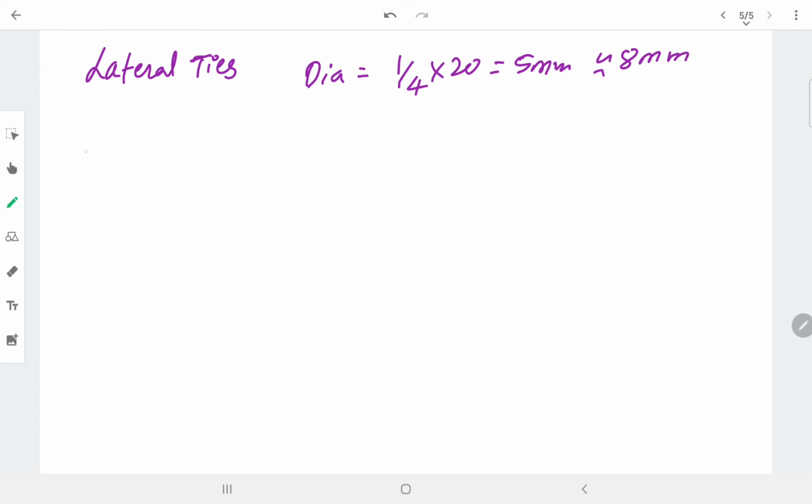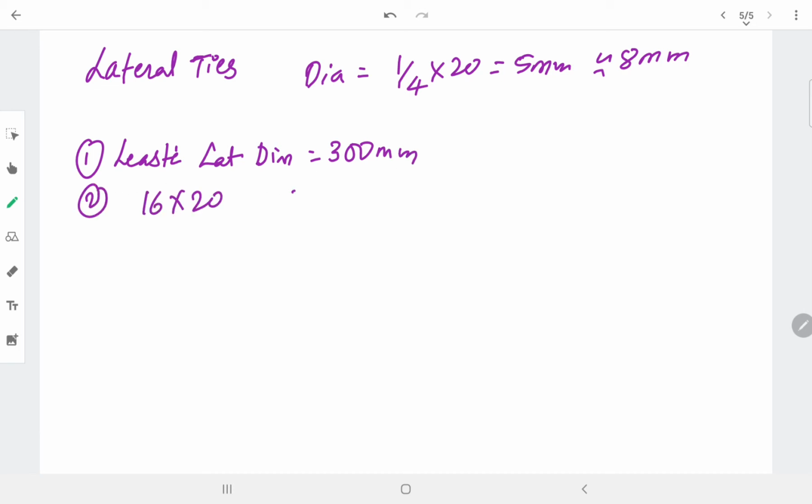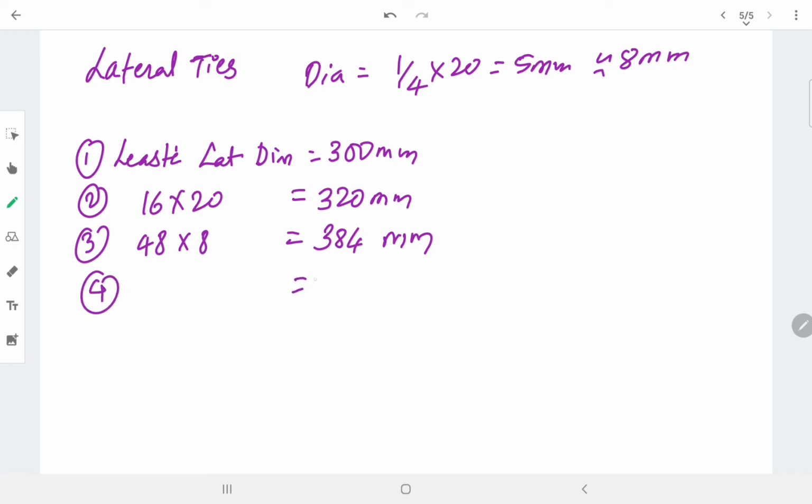If it is lateral tie, first one, least lateral dimension, that is equal to 300 mm. Second one, 16 times the dia of main bar, this is equal to 320 mm. Third one, 48 times the dia of lateral tie, this is equal to 384 mm. And the fourth one is 300 mm. So the least value is 300 mm. This is when you are taking the lateral ties.